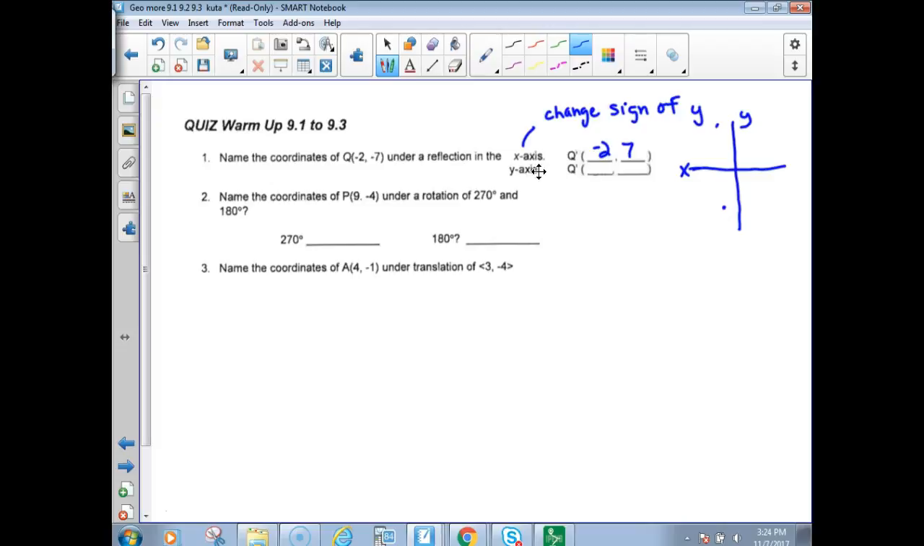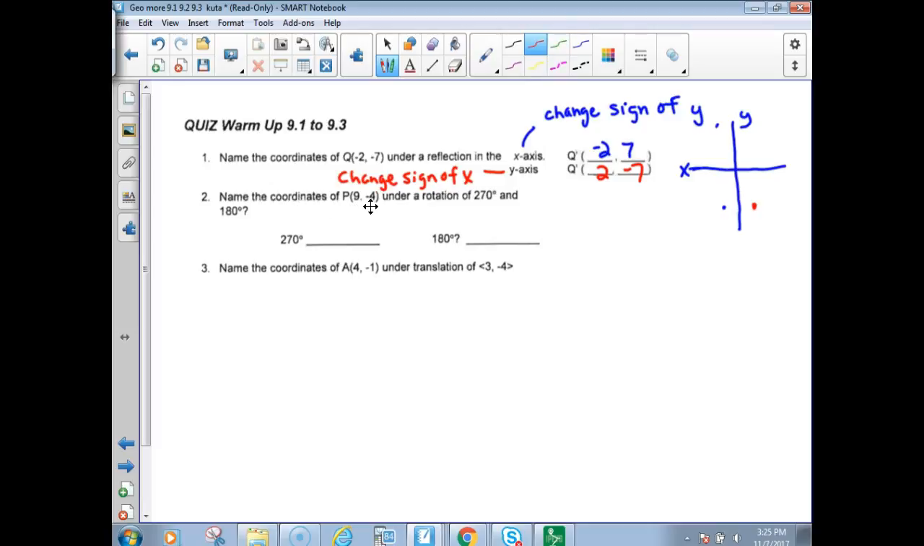If you're going to go reflecting in the y-axis, then you're going to go the other way. So that would change the sign of x. So that would be 2, -7. These are very similar to questions you have in your quiz tomorrow. And you will be turning in your review.